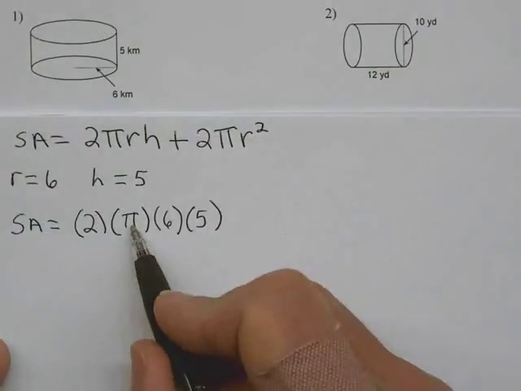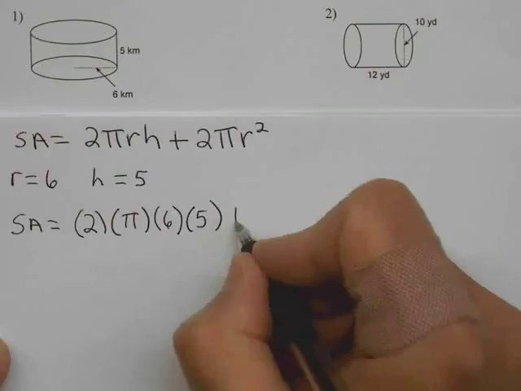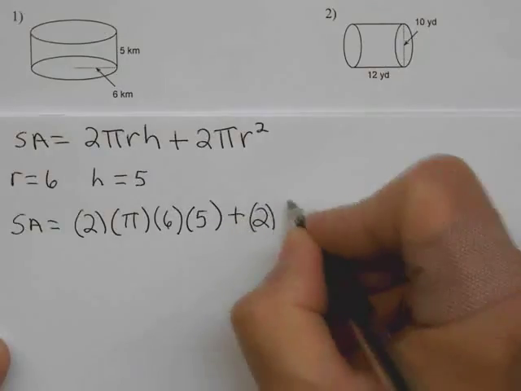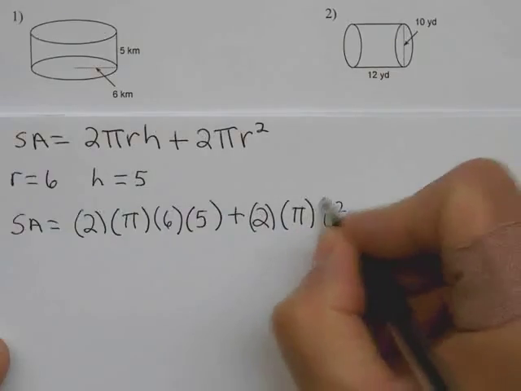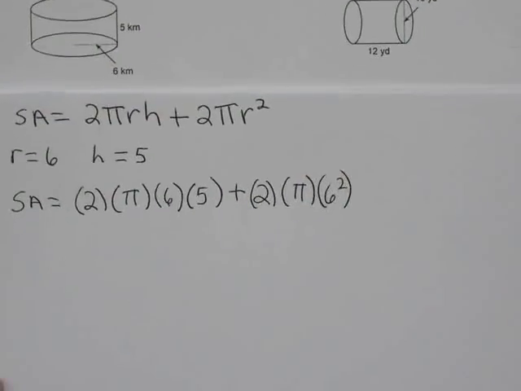Pi is pi, of course. 6 in this case is the radius, and 5 is the height. And I'm going to add that to 2 multiplied by pi multiplied by 6 to the second power, because that's the radius squared. All right, and now let's just evaluate these. I'm going to slide this up so you can see all my work.